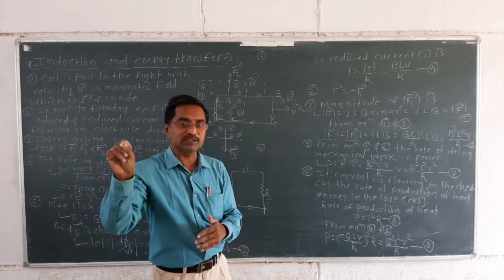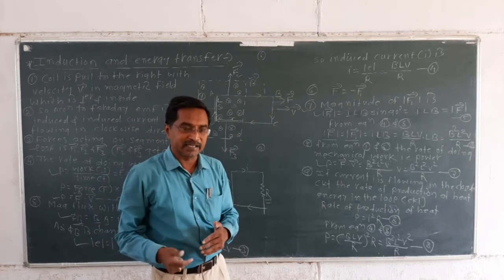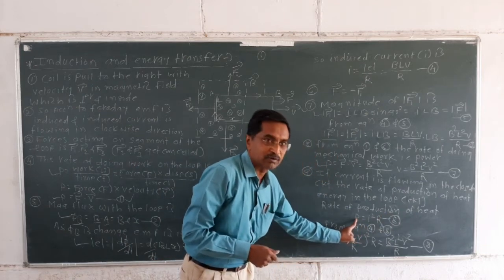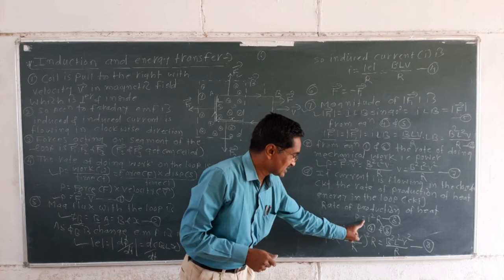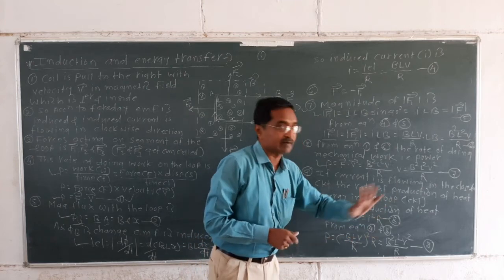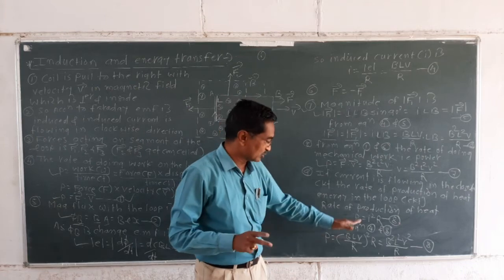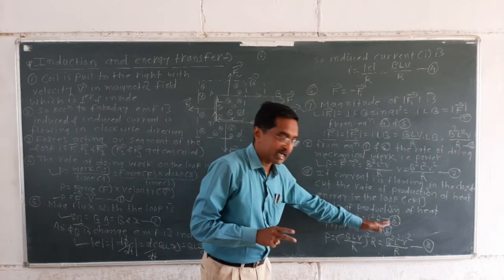You know, where the current is flowing, that wire gets heated. So the rate of production of heat, that is P, is equal to, how you calculate? That is equal to I square R. I square R. Heat कसा काढणार तुम्ही? That is P is equal to I square R.